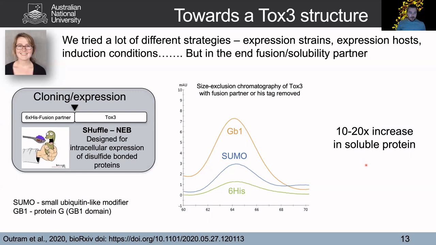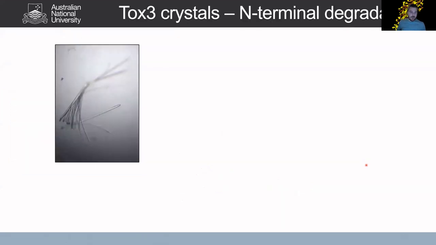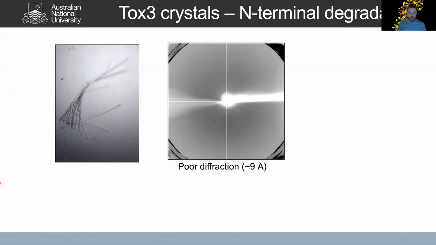So that was great, because what that meant was it opened up the door for crystallization. And it was a really exciting day when we got these TOX3 crystals. They were tiny needle-like crystals, you can see that here. And this was great, but what happened was we couldn't really optimize these, and they diffracted X-rays poorly. So we saw 9 angstrom diffraction. And so we thought, what's going on here?